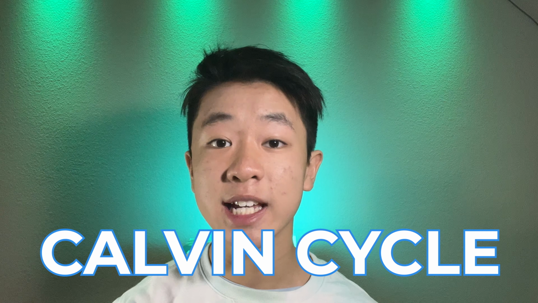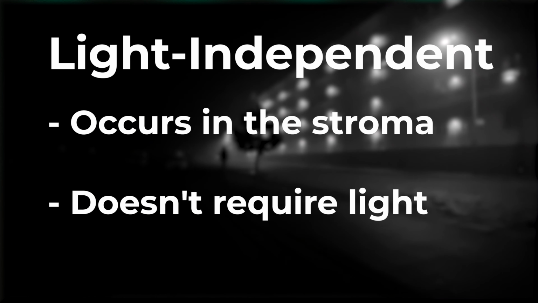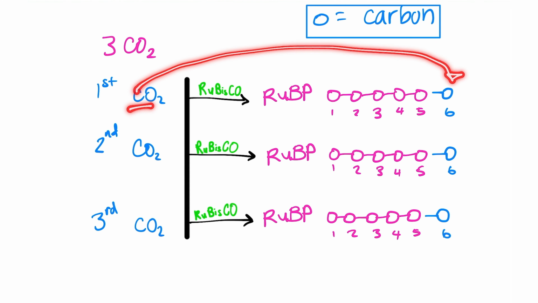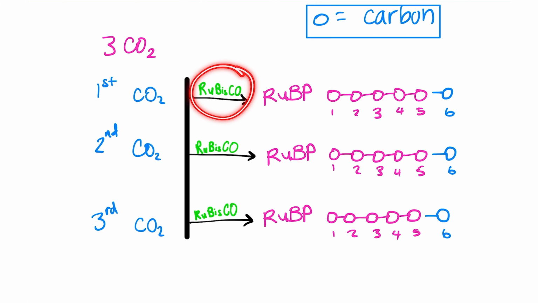So the results of the light-dependent reactions are NADPH and ATP, which will be used in the light-independent reactions. The light-independent reaction is also called the Calvin cycle. This process occurs in the stroma and does not require any light. So in the first step of the Calvin cycle, 3 carbon dioxide molecules are combined with RuBP, a 5-carbon acceptor, to create a 6-carbon molecule. The enzyme that helps with this reaction is known as rubisco.